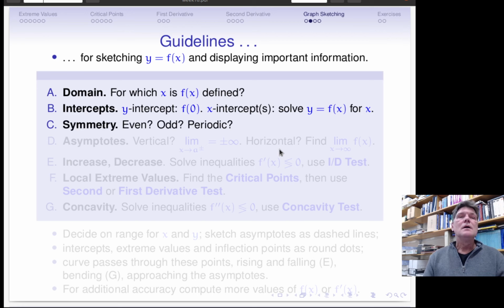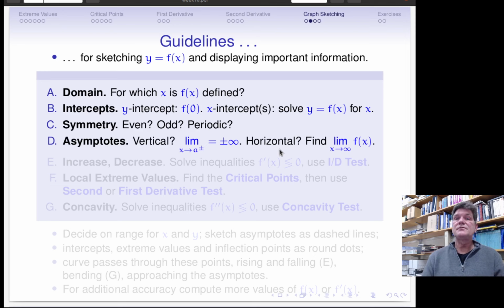C, is there any symmetry in the graph? We had this notion of even and odd functions that are symmetric about the y-axis or about the origin, or is the function periodic, like the sine and the cosine function. And this saves work. If you have the symmetry, if a part of the function repeats itself somewhere else, then you don't need to compute these properties again. You can just take the mirror image, or in the case of periodicity, shift things.